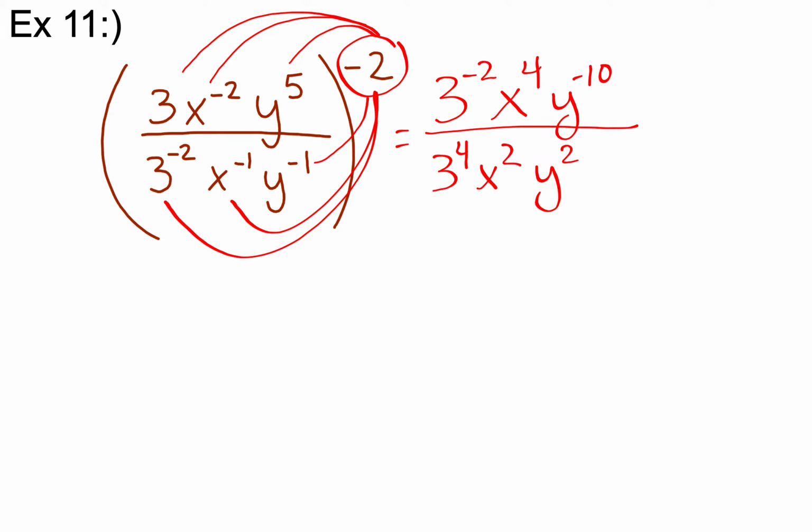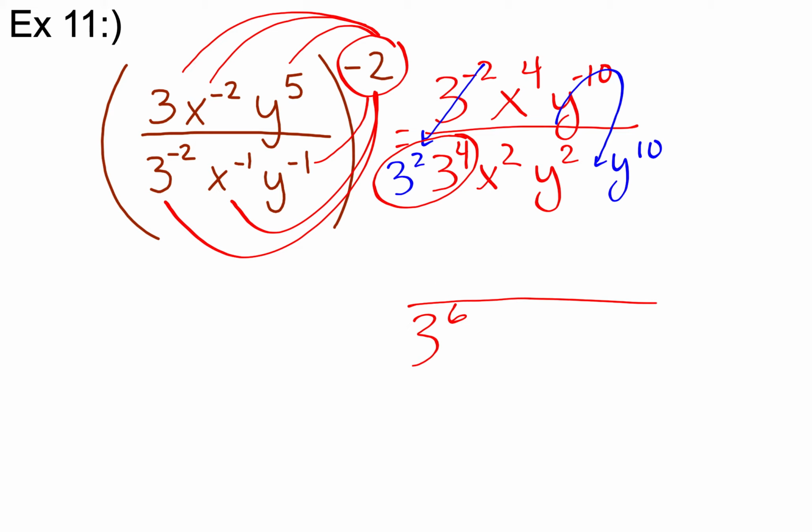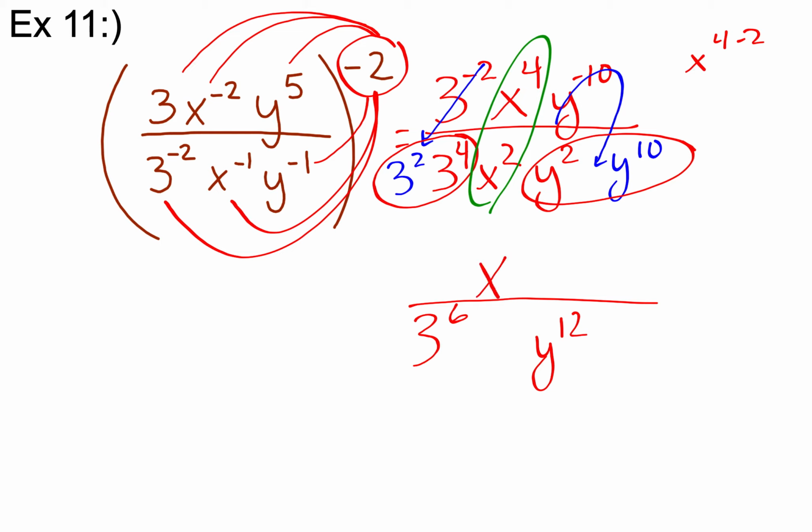Okay, let's move things around. It looks like the 3 to the minus 2 needs to come down. The y to the minus 10 needs to come down. All right, they're all positive exponents. Let's do some simplifying now. We've got 3 to the fourth and 3 squared. That's 3 to the sixth. Of course, that's on bottom. And we've got y squared and y to the 10th. That's y to the 12th. And for the x's, x to the fourth over x squared, that'll be x to the 4 minus 2. That'll be x squared on top. And I think that covers everything.